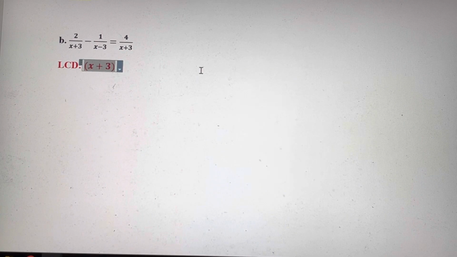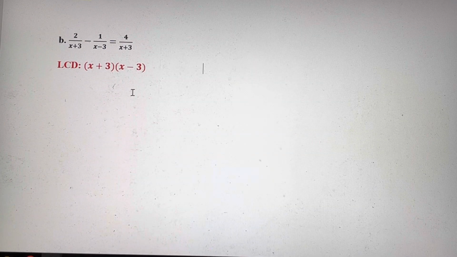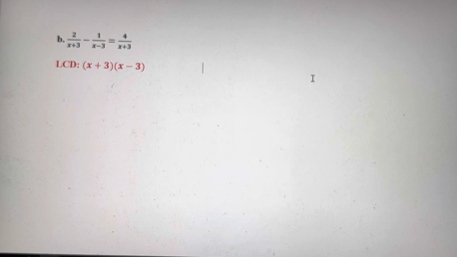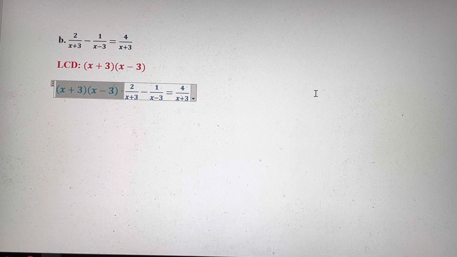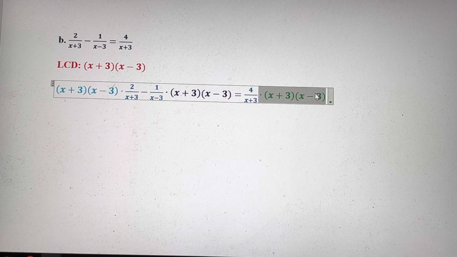All right, so in part B, we want to find our LCD. This one's actually, I think, a little bit easier than the first one. We've got x plus 3 has to be part of my common denominator. We've got x minus 3 has to be part of my common denominator. There's nothing new here. We've already accounted for the x plus 3, so nothing more to add to my common denominator. All right, so let's take each part of the rational equation. We're going to multiply by the LCD, okay? And the right side as well.